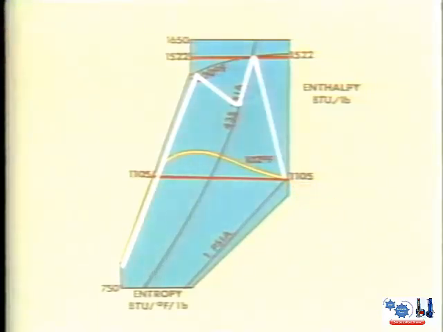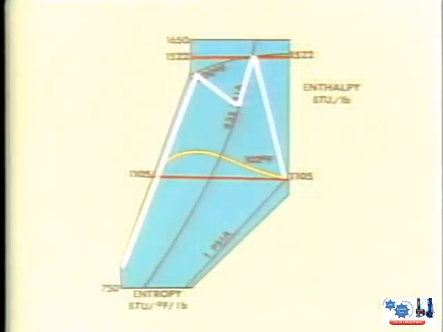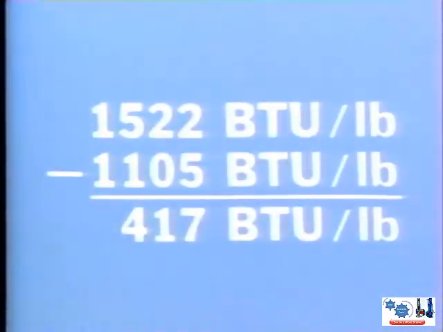We already know the enthalpy at the outlet of the reheater. It's about 1,522 BTUs per pound. Checking the Mollier diagram, we find that the enthalpy at the outlet of the LP turbine is 1,105 BTUs per pound. This means that approximately 417 BTUs per pound are removed by the rest of the turbine.